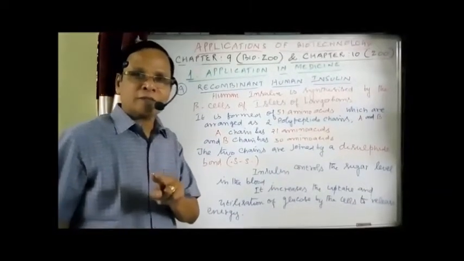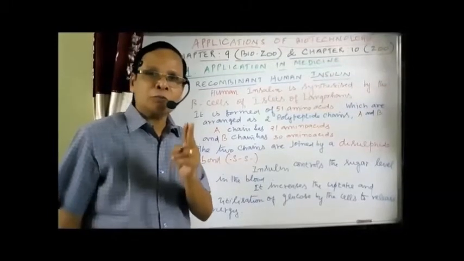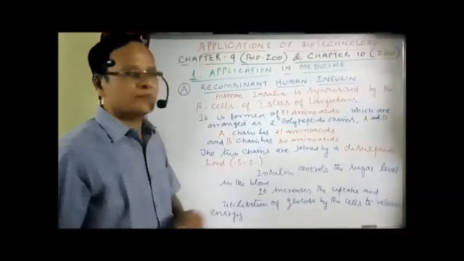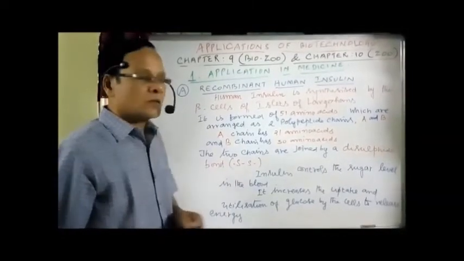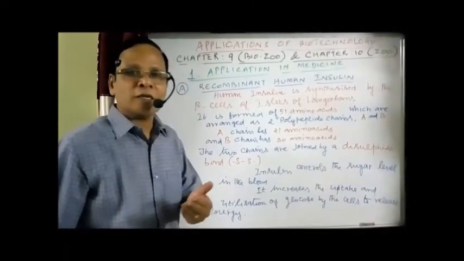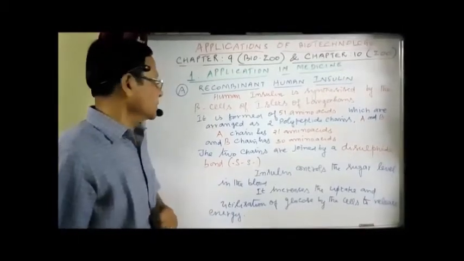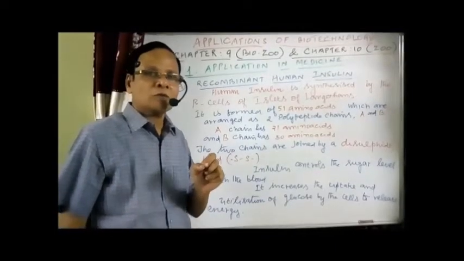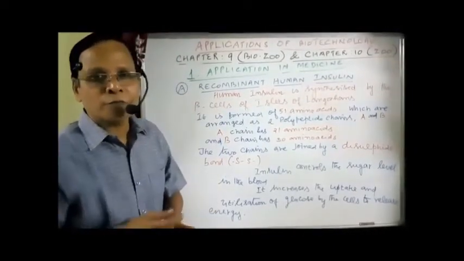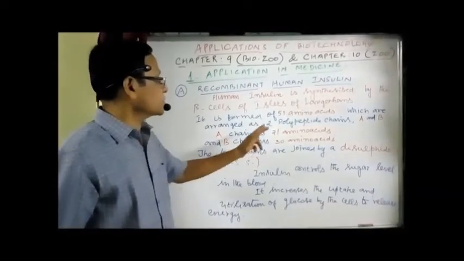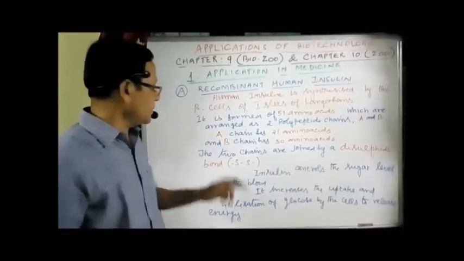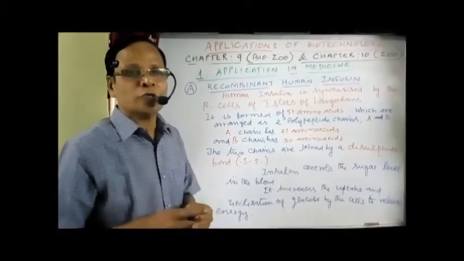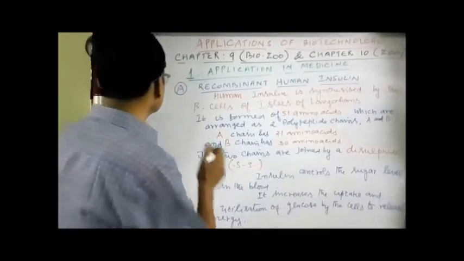The 51 amino acids are arranged in the form of two polypeptide chains. One is called the A chain, another one is called the B chain. Now totally, how many amino acids are present in the insulin hormone? That is 51. A chain has 21 amino acids and the B chain is formed of 30 amino acids. The two chains are joined together by means of a disulfide bridge or bond.